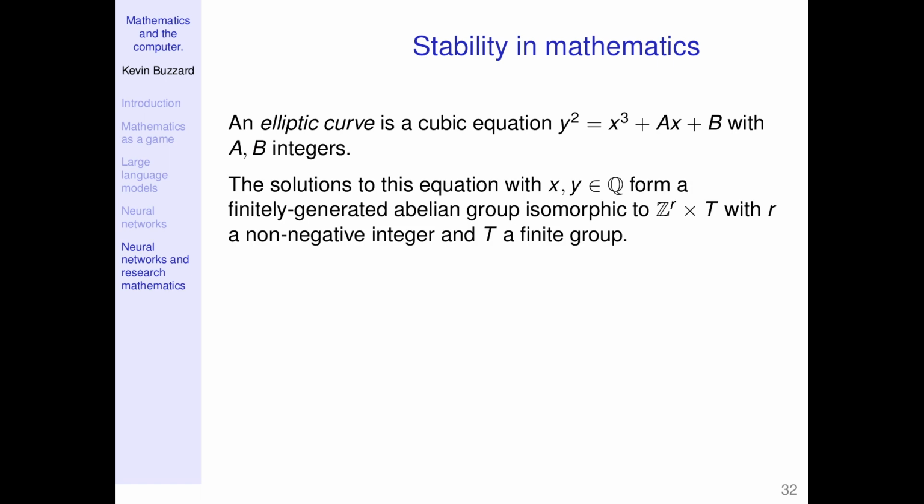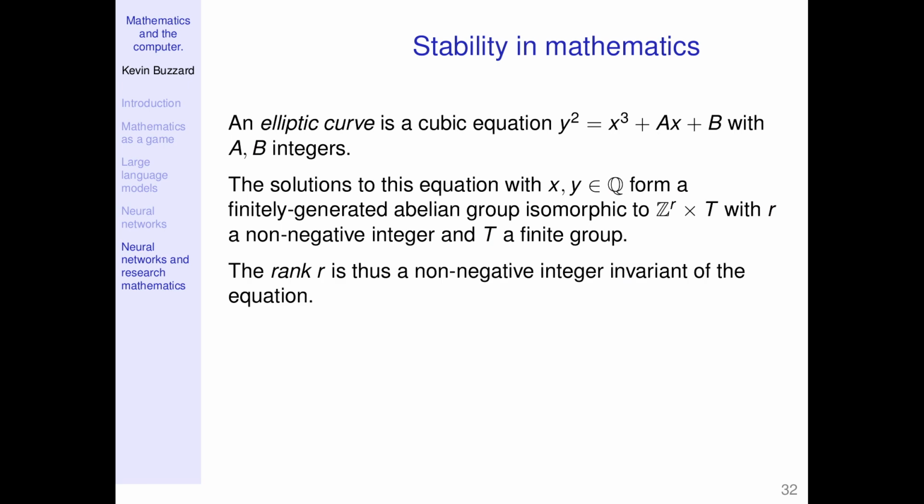And the solutions to this equation with x and y rational turn out to form a group, which is finitely generated, and so you can get some kind of numerical invariant. This group is the product of a finite group and then finitely many copies of the integers. And the number of copies of the integers that you need is called the rank of the elliptic curve. So here's the question: can we machine learn ranks of elliptic curves? And the answer to that question is, it depends what you mean.